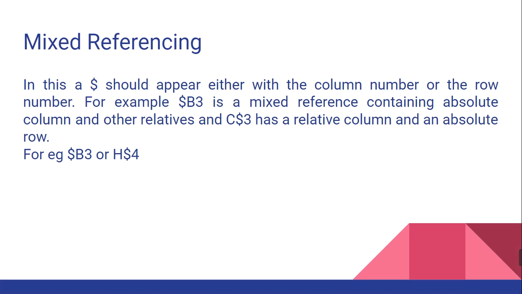Now I think all of you must have understood what is the difference between the referencing types. In the relative referencing, both row and column can change. In the absolute referencing, neither the row nor the column can change. And in the mixed referencing, either the row or the column can change. In other words, the column remains fixed or the row remains fixed.